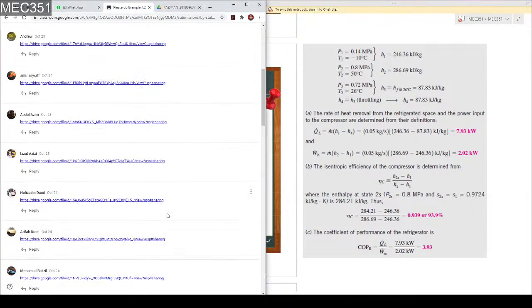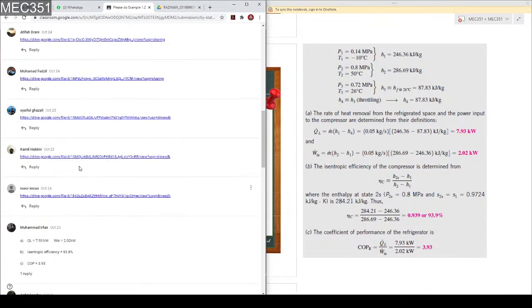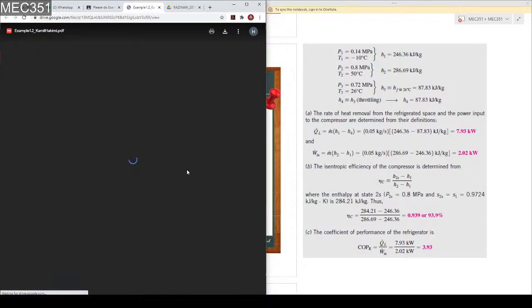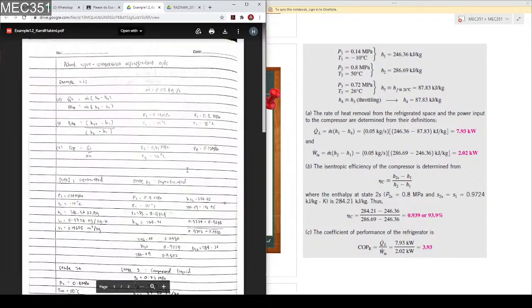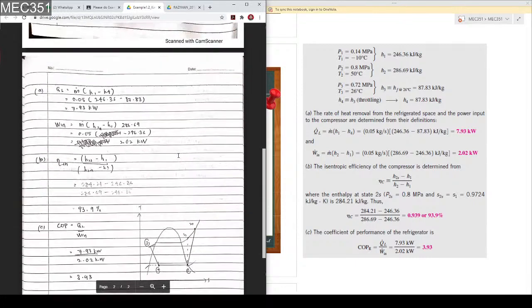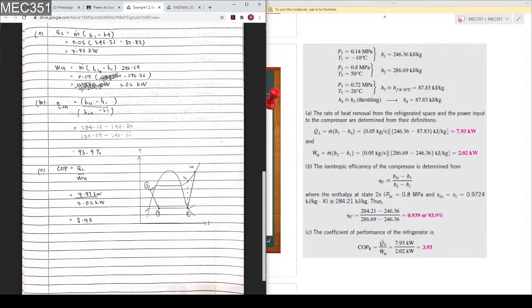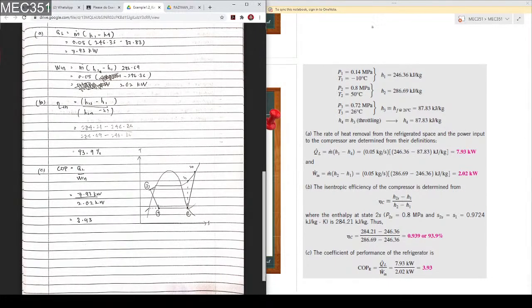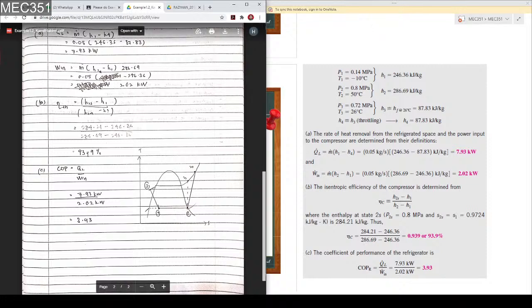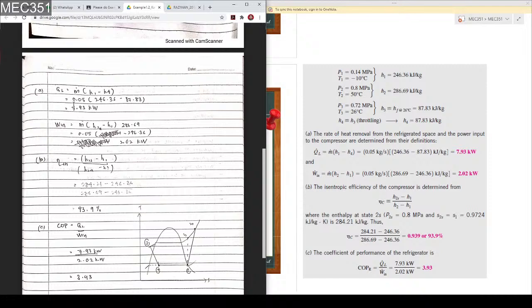I try to pick someone else. Kamil Hakimi. Okay, Kamil Hakimi, the final answer is 3.93. Yes, it's correct. Okay, isentropic efficiency is also correct, 93.9. Okay, work in and heat removal is also correct. Okay, nice.